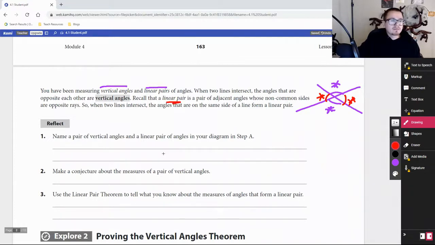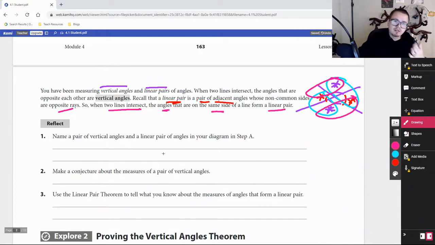Linear pair is a pair of adjacent angles. Adjacent means next to. So these two are linear pairs. These two are linear pairs. Adjacent angles whose non-common sides are opposite rays. So that is what makes an adjacent. And when two lines intersect, the angles that are on the same side form a linear pair. So if they're right next to each other, they're a linear pair. If they're opposite, vertical angle.